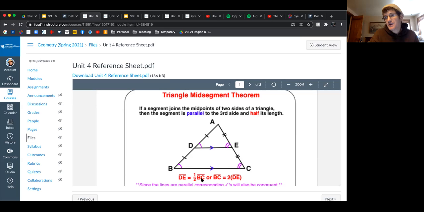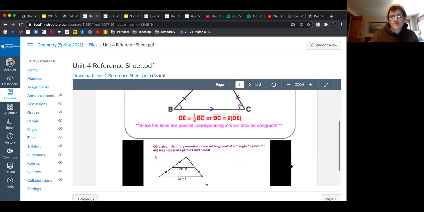Or maybe the other way to think about it, maybe even a better way, is that BC, the parallel side, is twice as long as the mid-segment. The reason this one's a little better is so you're not having to deal with fractions. So maybe it's a good idea to always think about the fact that this right here is always twice as long as this mid-segment. And if you scroll down, there's an example given right here.